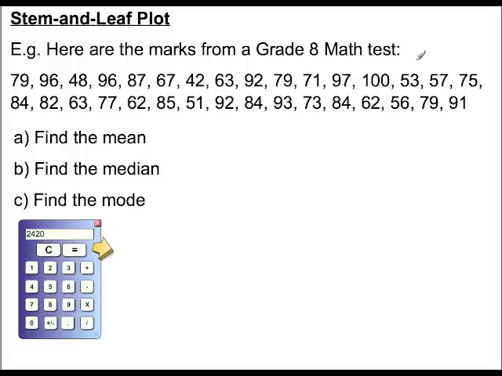Sometimes when you're given a data set, all the numbers are out of order. Just like this data set, where we have 32 numbers, but they're not arranged in any order from least to greatest or greatest to least. So in this case, we're going to use a stem and leaf plot to help us organize these numbers so that we can then calculate the mean, the median, and the mode.